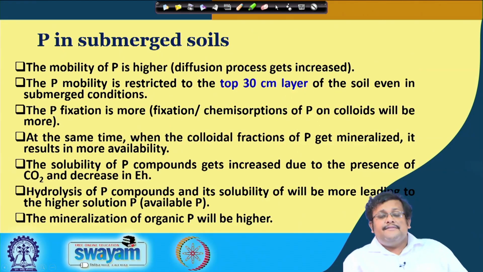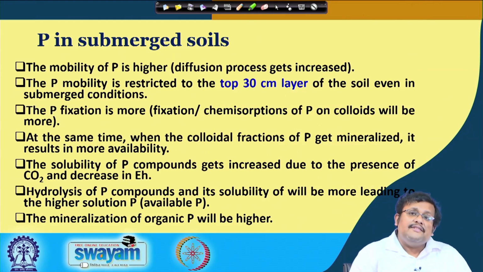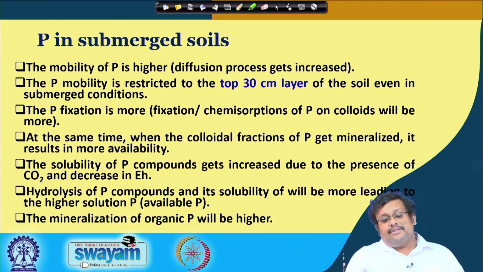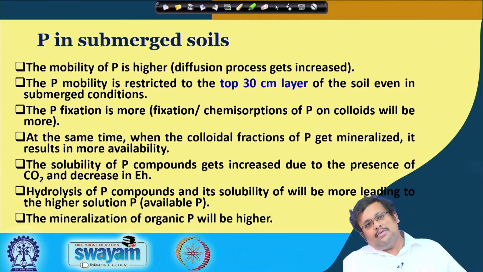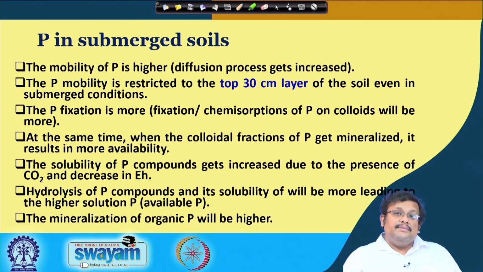So, let us consider phosphorus dynamics in submerged soil. The mobility of phosphorus is higher in submerged soil because the diffusion process increases, but phosphorus mobility is restricted to the top 30 centimeter layer of the soil even in submerged condition. Remember that phosphorus fixation is more in the form of chemisorption on the colloids. So, the fixation is more, but at the same time when there is fixation, the colloid fractions of phosphorus also get mineralized, increasing its availability.